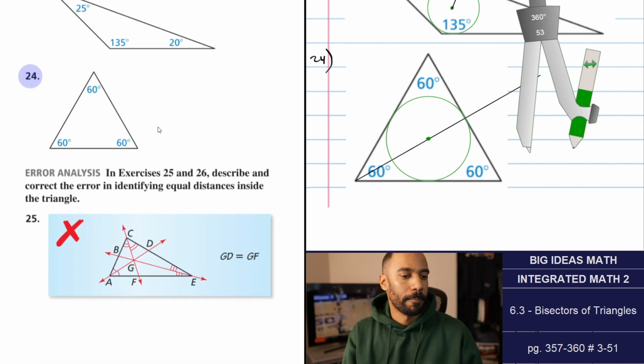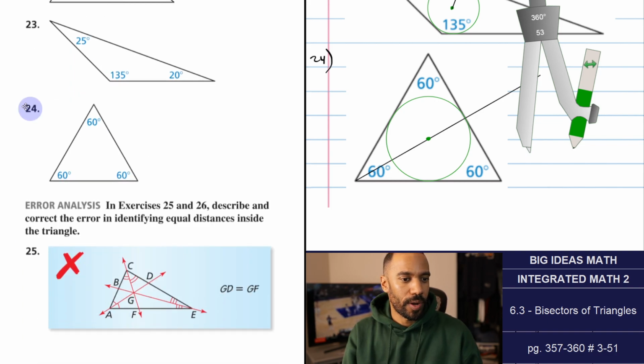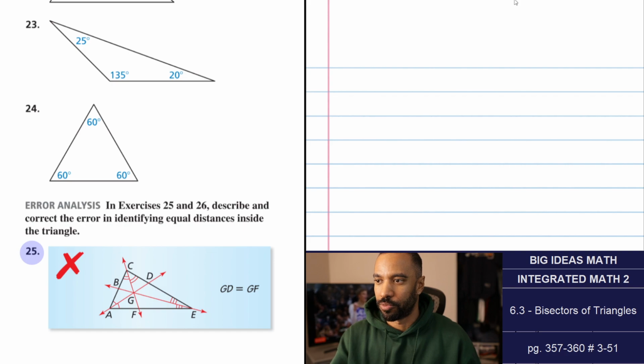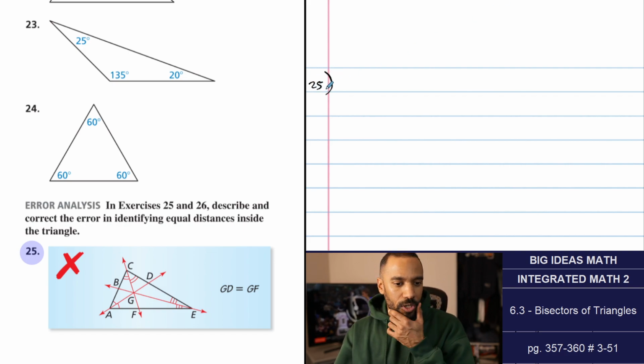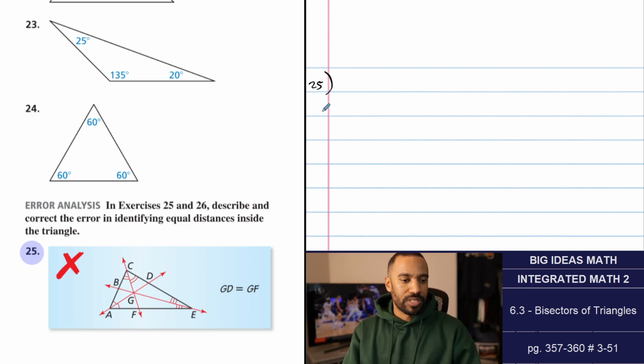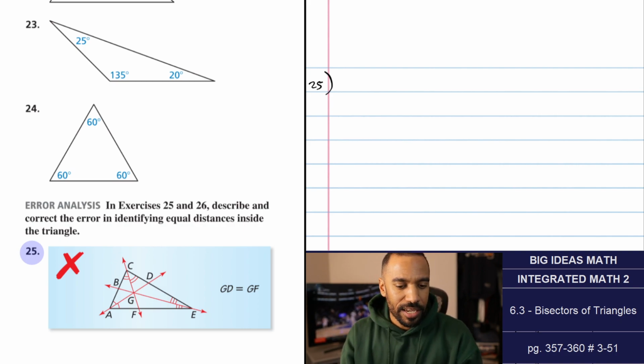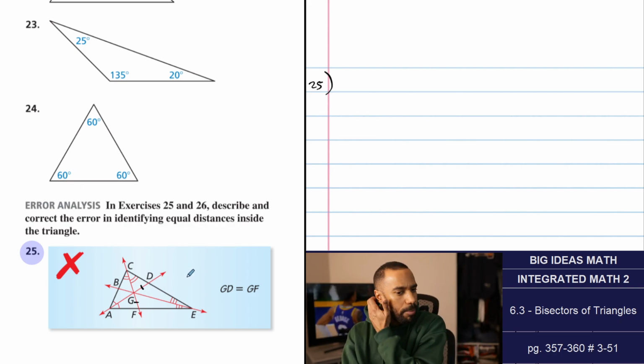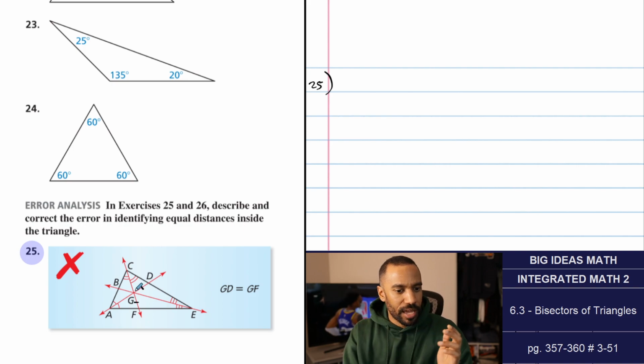Let's move forward. Number 25 and 26 are error analysis. Let's move to a fresh new page. Get rid of that compass forever, hopefully. Number 25. Describe and correct the error in identifying equal distances inside the triangle. They say GD is equal to GF. Well, here's GD, here's GF. Now, the problem is they're doing these.